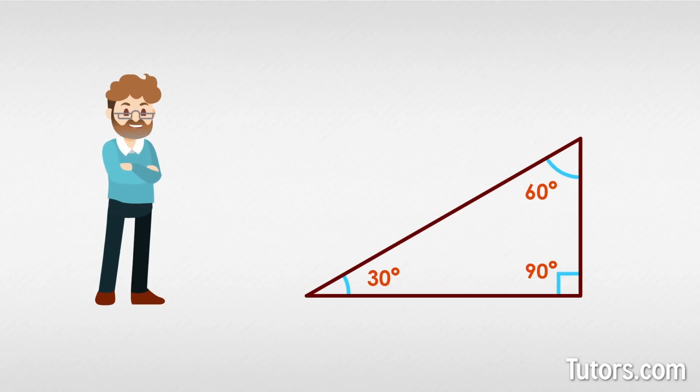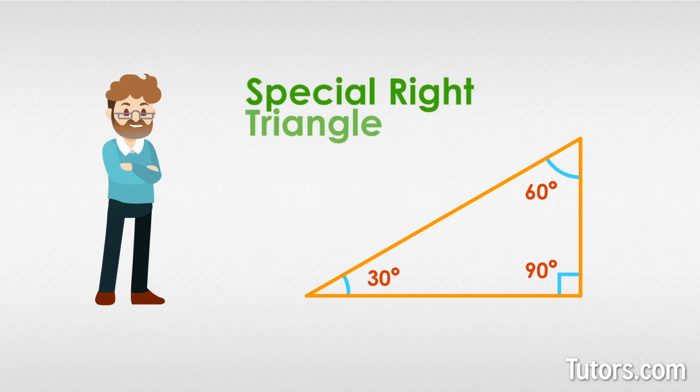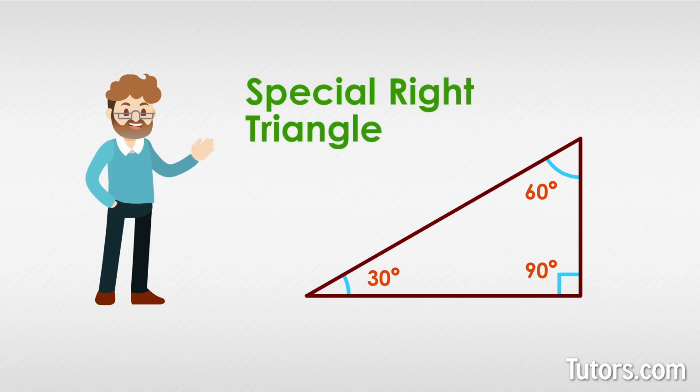A 30, 60, 90 triangle is a right triangle where the three interior angles measure 30 degrees, 60 degrees, and 90 degrees. Right triangles with 30, 60, 90 interior angles are known as special right triangles because of the powerful relationships that unfold when studying their angles and sides.